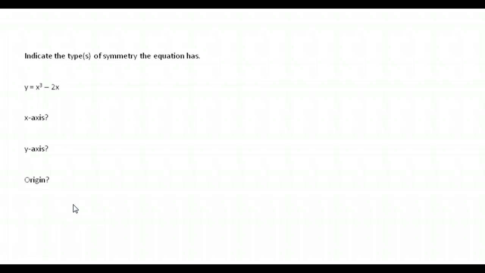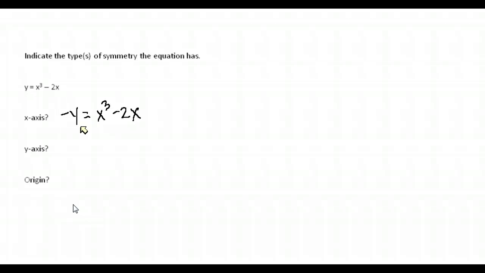Okay, here is yet another example. Y equals x to the third minus 2x. Let's test out our symmetry. So for the x-axis, I get negative y equals x to the third minus 2x. I can't really do anything to simplify this here.